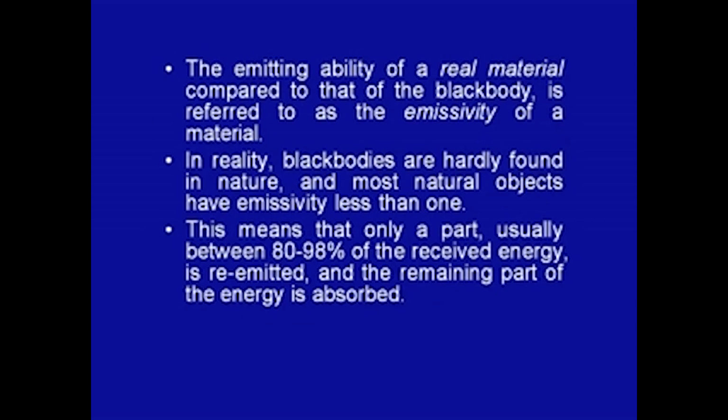The emitting ability of a real material compared to that of the black body is referred to as the emissivity of a material. In reality, black bodies are hardly found in nature, and most natural objects have emissivity less than 1. This means that only a part, usually between 80 to 98% of the received energy is re-emitted, and the remaining part of the energy is absorbed.